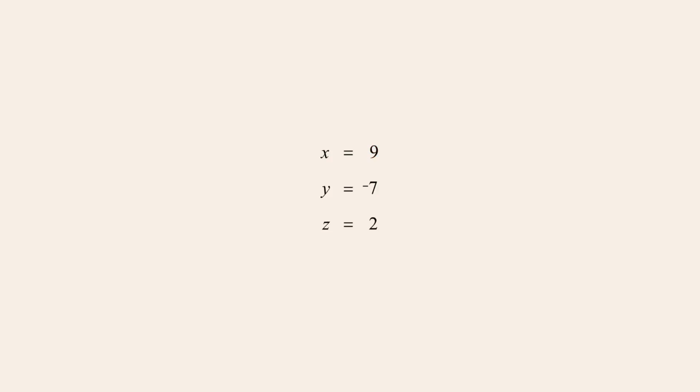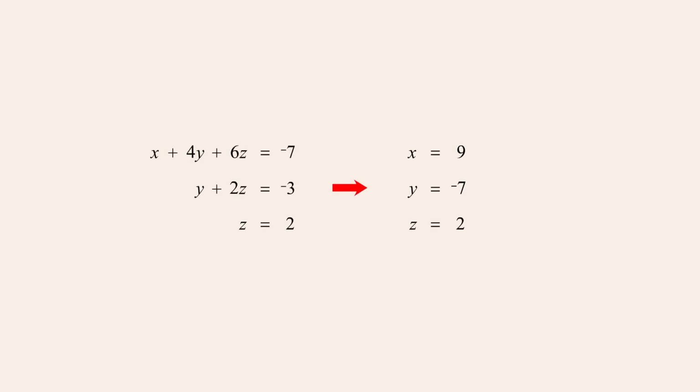This process, working backwards through the equations to eliminate variables until each equation contains only a single variable, is called back substitution. And once we have obtained the solution, it is always a good idea to plug these values back into the original equations to confirm that our answers are in fact a common solution to all three equations.